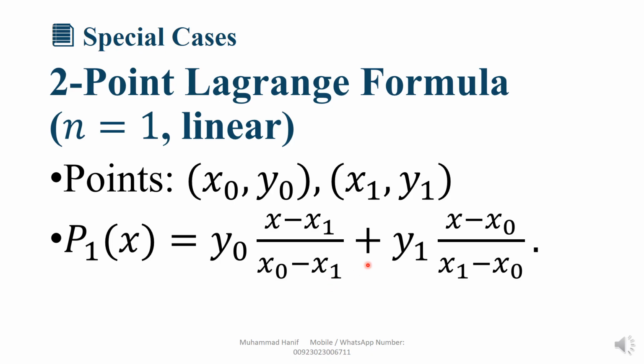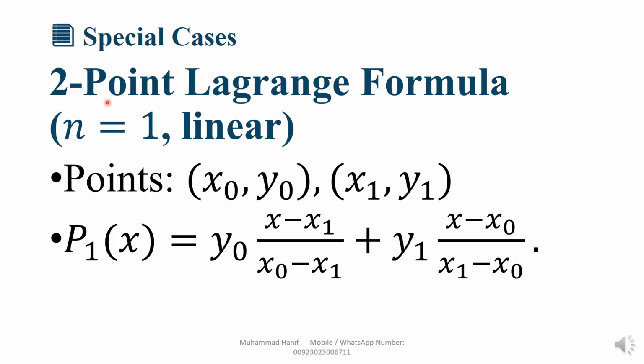Now plus sign, we use y1. If we use y1, then x1. We use x1, then minus x0. If we use x0, then you write the same here, x0. Now this is the 2-point Lagrange formula. You must remember this formula.